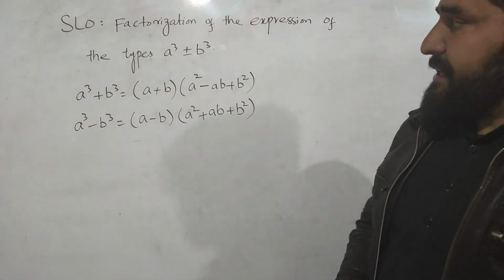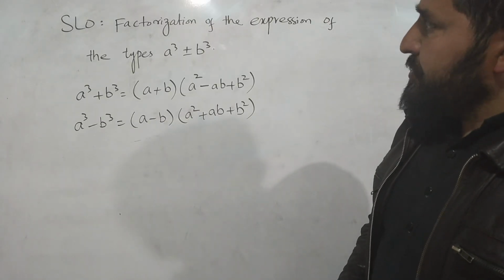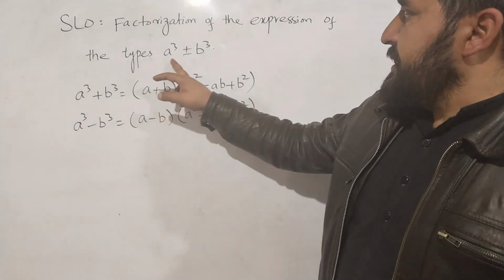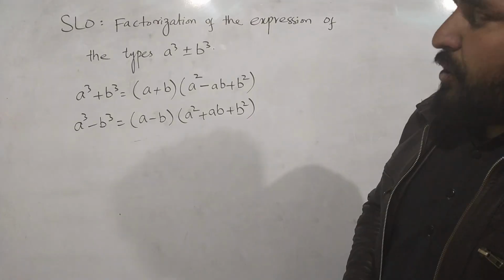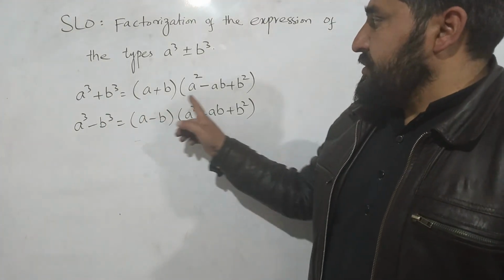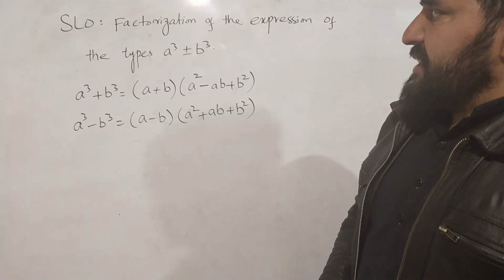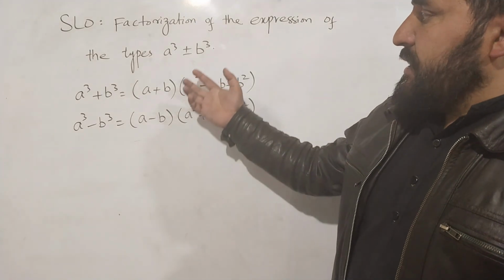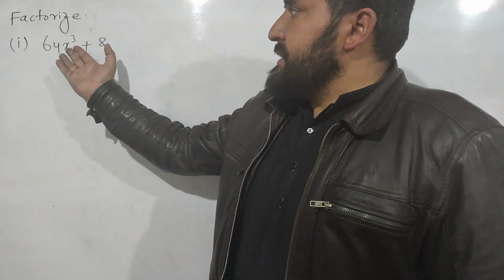Okay, today we discuss the same chapter, that is factorization, and today our topic is the factorization of expressions of the types a cube plus b cube or a cube minus b cube. And we all know that a cube plus b cube is equal to this one, and a cube minus b cube is equal to this one. If any question is related to this type, we can solve that question with the help of these identities.